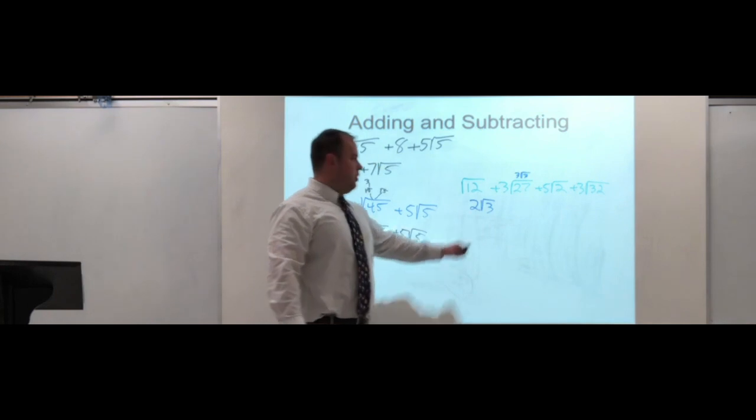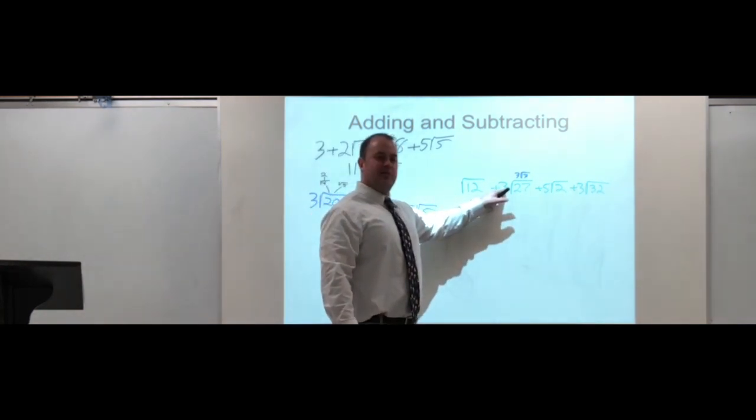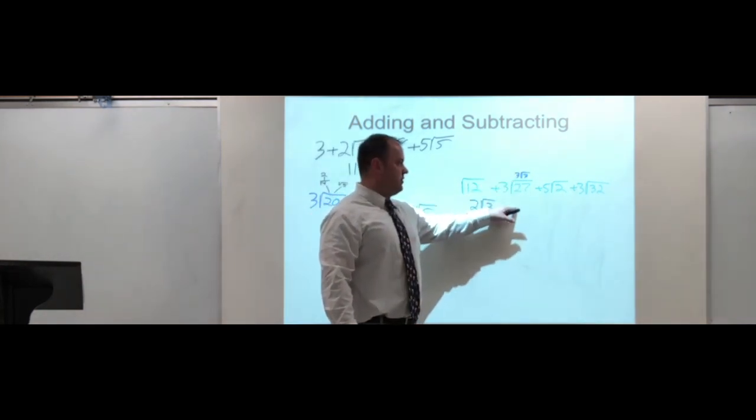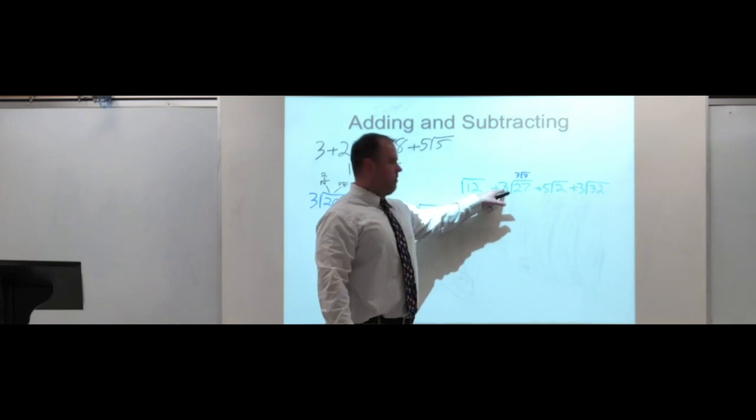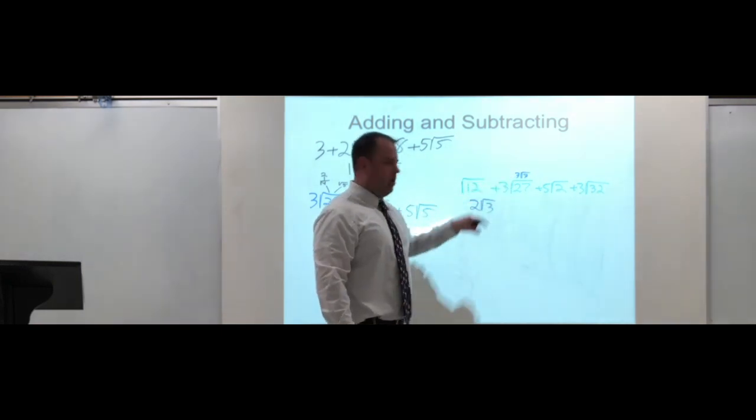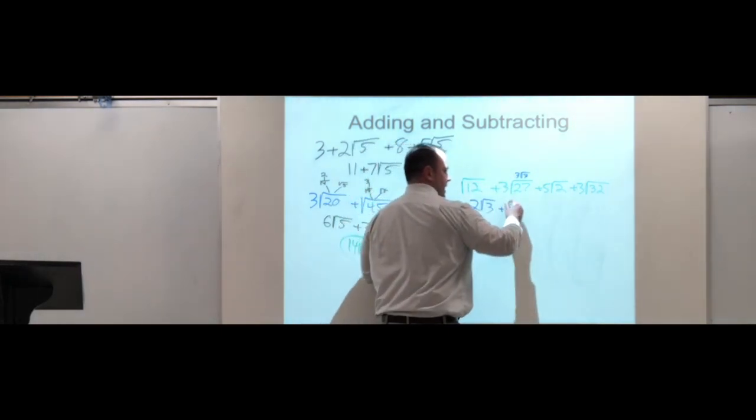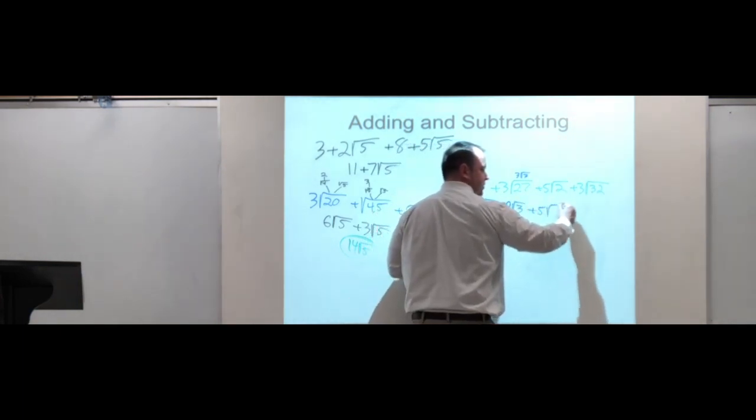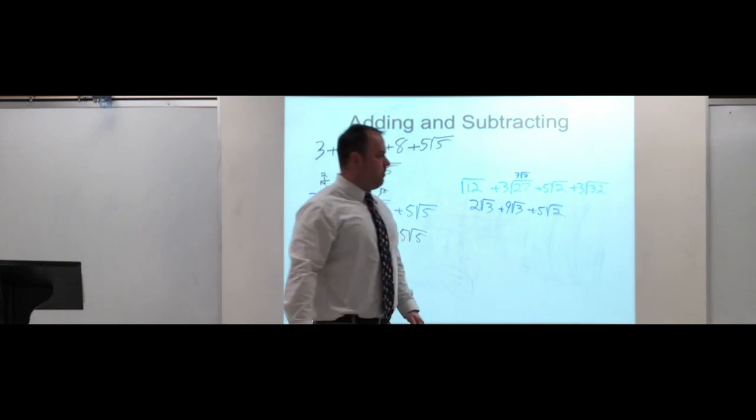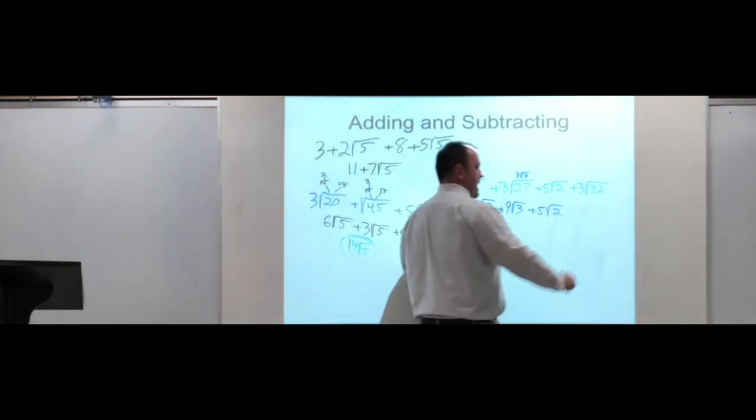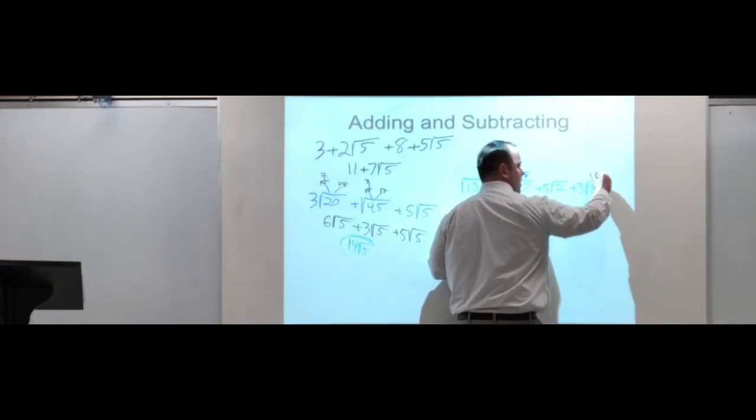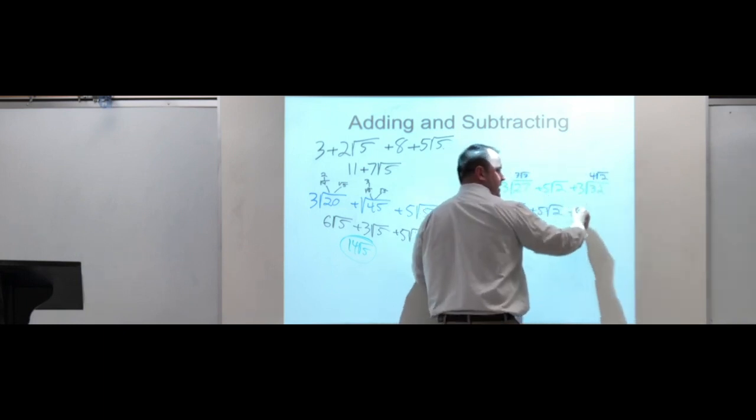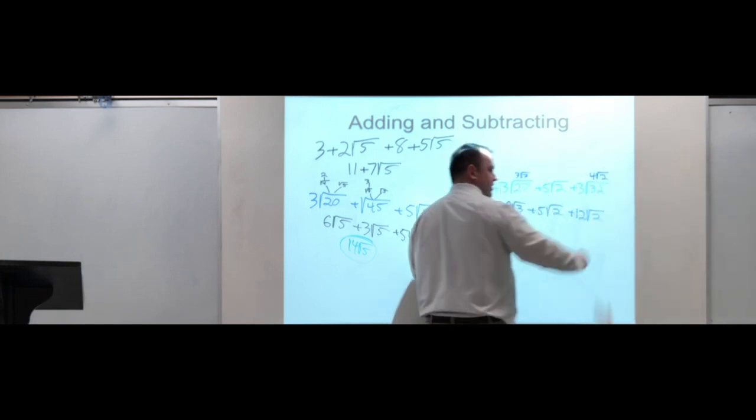Do not forget to multiply that coefficient. That's probably the most common mistake, to just bring down the 3 square root of 3. Since there's already a 3 out there, you need to multiply those coefficients. 9 square root of 3. I'm just going to bring down my 5 square root of 2. And the square root of 32, we're going to have 4 square root of 2. Again, don't forget to multiply. 12 square root of 2.